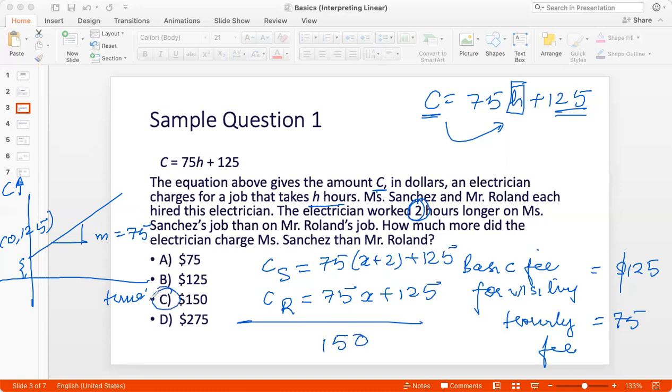Right? But you don't have to do all that. You can simply see that since the initial cost is the same for both, the difference in the cost between Ms. Sanchez and Mr. Rowland will only be affected by the hourly rate, right? And since he works 2 extra hours at Ms. Sanchez's place, the extra cost for Ms. Sanchez would be 75 into 2, and that's 150, right? So if you are able to interpret a linear equation, and if you're able to understand what the constants stand for, these questions become simple.